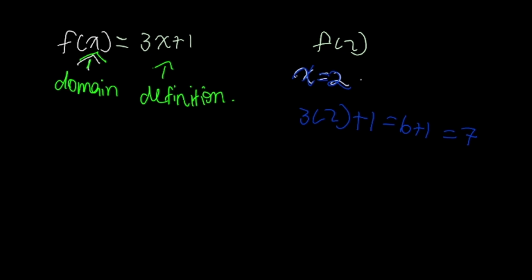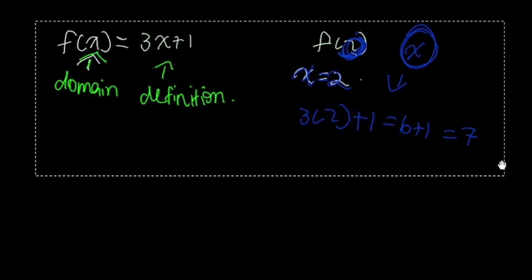You have the domain of the function, 2 being the domain of the function. Then you input that 2 into the definition of the function, a definition that has x as its variable. So let's go on to the second question with better explanation. And so now let's consider the sum.